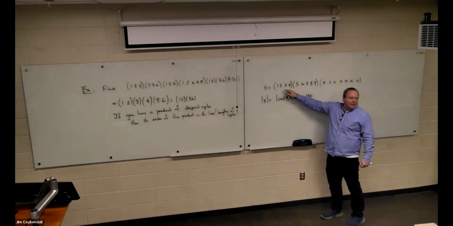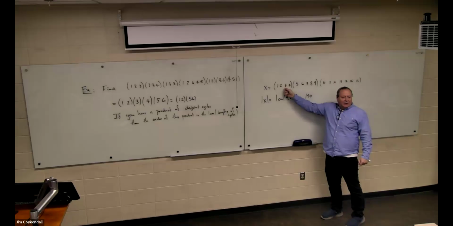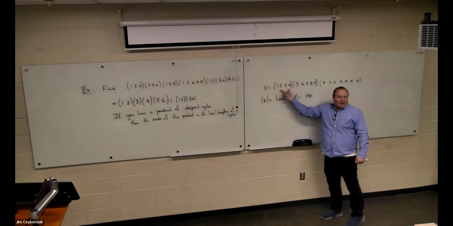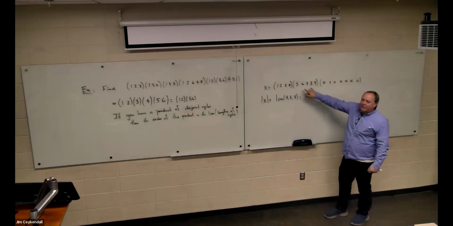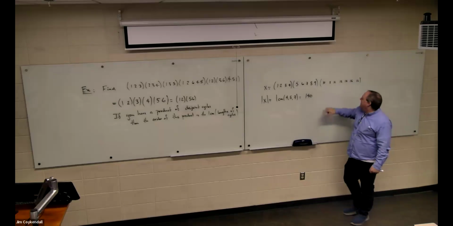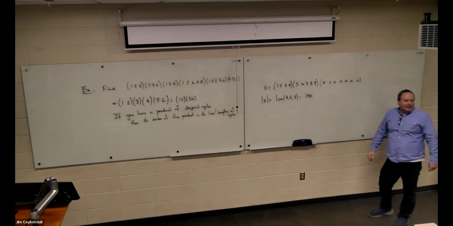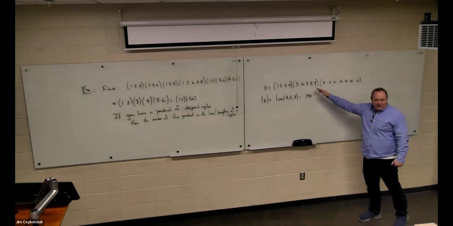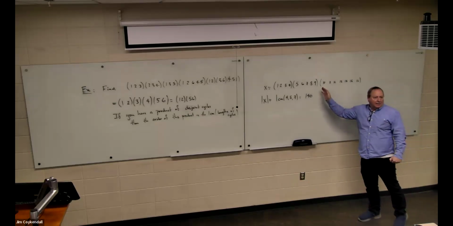Think of it this way. The length of this cycle is 4, just 1, 2, 3, 4 by itself. So if you do this 4 times, it'll go back to itself, right? Do I agree with that? So every 4 times, this is the identity. Every 5 times, this is the identity. Every 7 times, this is the identity. So at the least common multiple, it should be a grand total of identity, right?